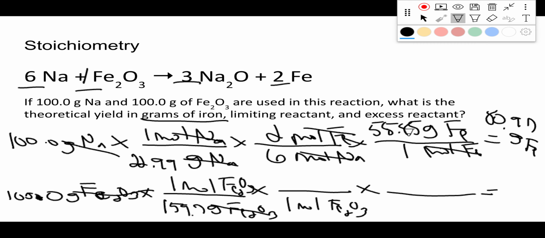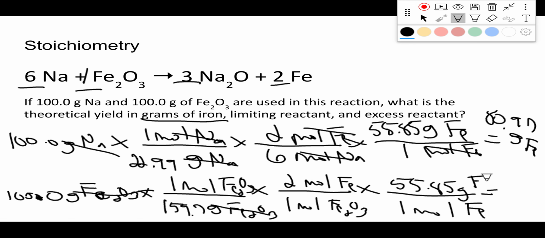And the rest of the problem is going to be the same because I'm going to the same product. So I'm going to do 2 moles of my unknown, which is iron, 1 mole of Fe on the bottom, and 55.85 grams of Fe on top. So I've canceled that. I've canceled that. I'm going to be left with grams of Fe again. So now let's calculate that out. 100 divided by 159.7 times 1, times 2 divided by 1 times 55.85 divided by 1. This time I get 69.94, because again, I need 4 sig figs.